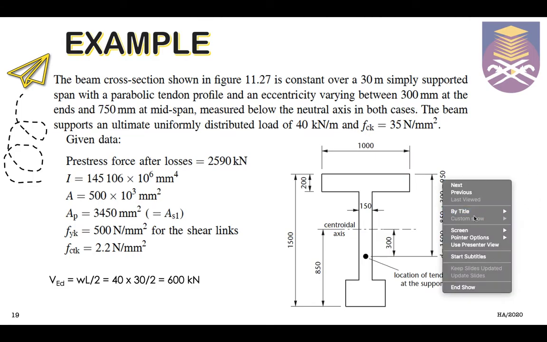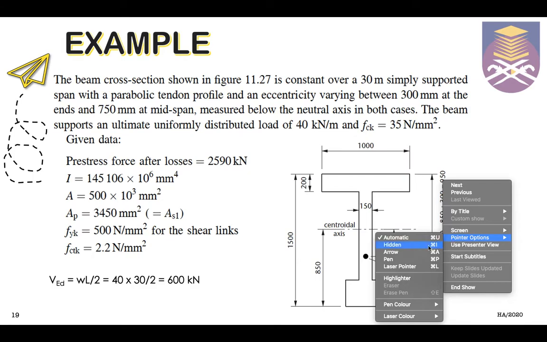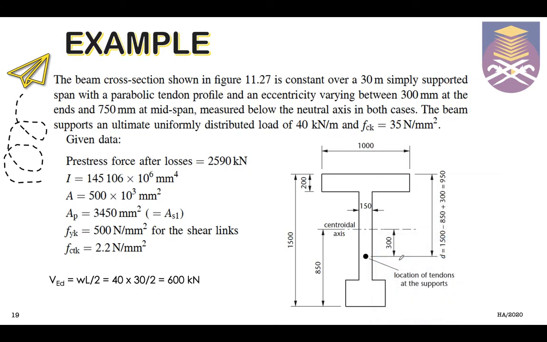So we can see here that we have the eccentricity at the ends, and also at the midspan. This eccentricity is measured below the neutral axis in both cases, and the beam supports an ultimate uniformly distributed load of 40 kN/m and fck of 35 N/mm².